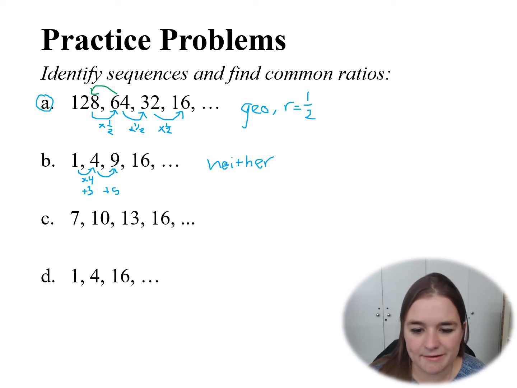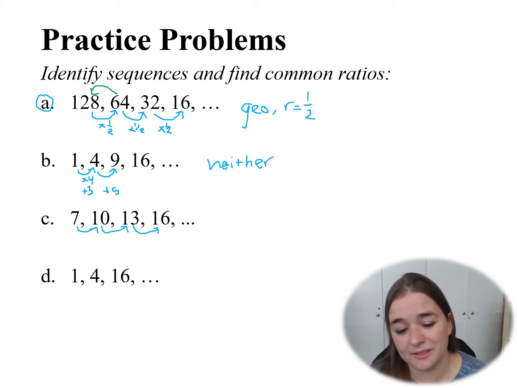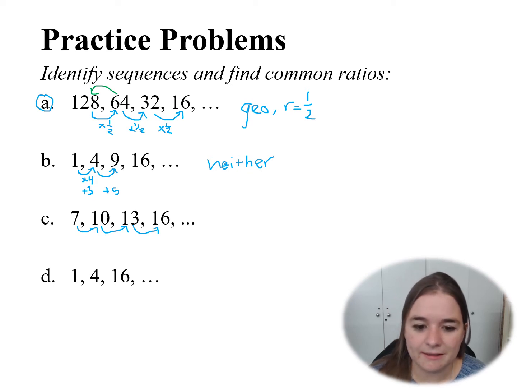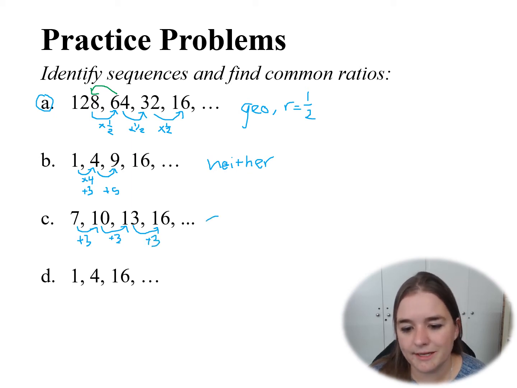Now let's look at this one: 7, 10, 13, 16. To turn 7 into 10 by multiplying, it would be times 10 sevenths, which is not useful, and if I multiply 10 by 10 sevenths, I'm not going to get 13. But looking at this sequence, I can recognize that 7 to 10 is plus 3, 10 to 13 is plus 3, and 13 to 16 is plus 3. So I do have a common sum. This one is an arithmetic sequence, and my common sum is 3.